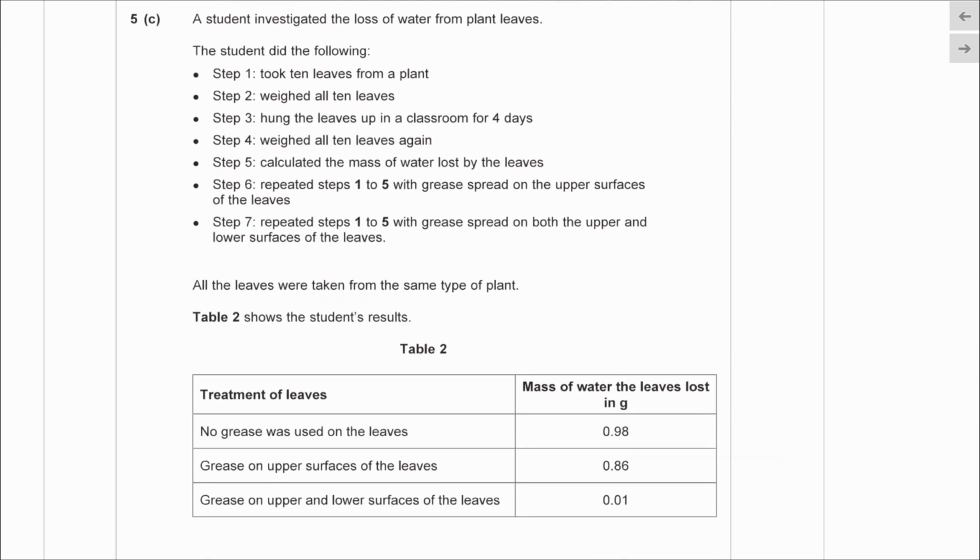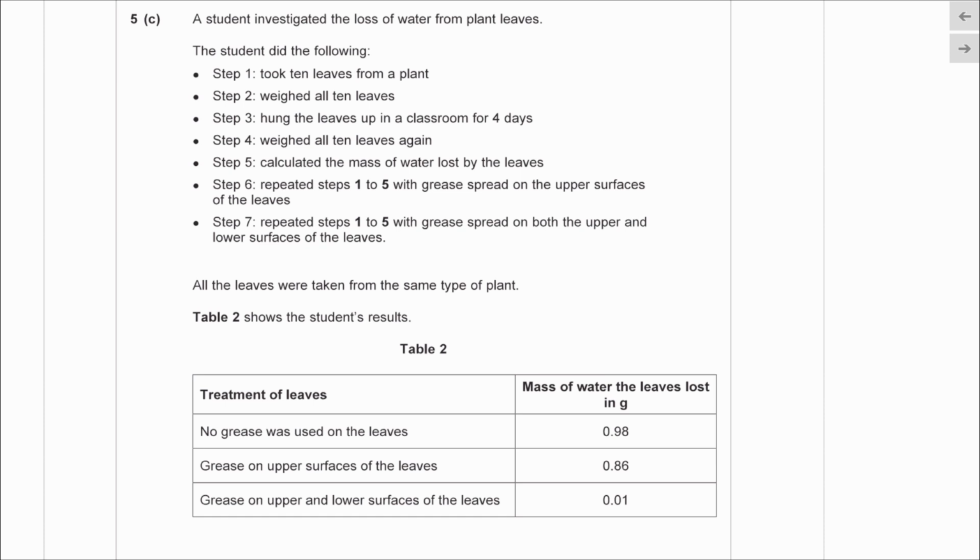Now we've got 5C. It says a student investigated the loss of water from plant leaves, right? If you would have carried on reading the question, you would have been able to get the answer to the last question, right? Because now they're investigating that loss of water. The student did the following. Step 1, took 10 leaves from a plant. 2, weighed all 10 leaves. 3, hung the leaves up in a classroom for 4 days. 4, weighed them all again. 5, calculated the mass of water lost by the leaves.